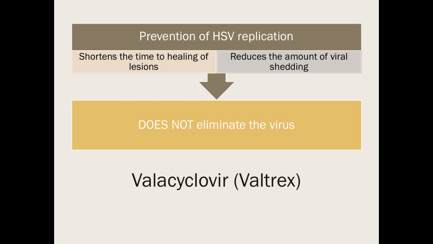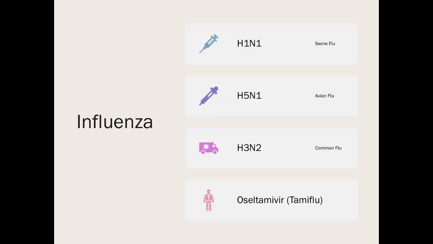We don't have an actual cure to get rid of these viruses. And then just as common is influenza. So I'm sure you've had the flu before. That is a type of virus. We have some very specific types of influenza, and they're all typed H something N something. So our H3N2 is our pretty typical common flu.